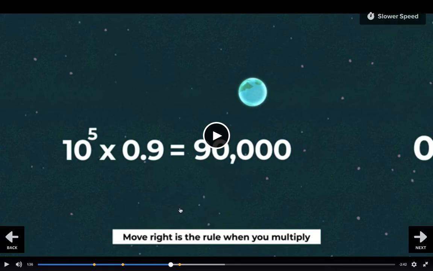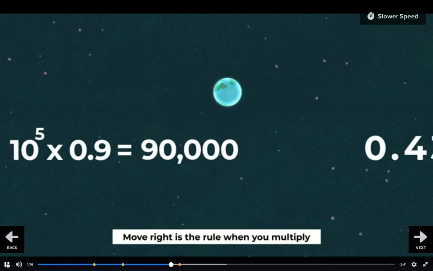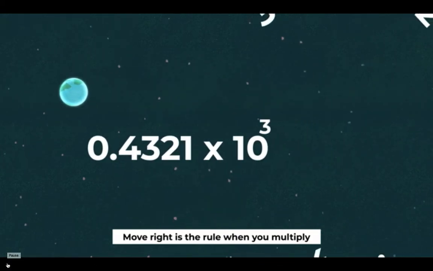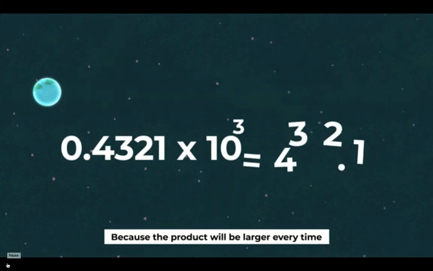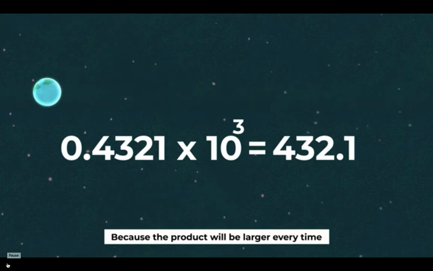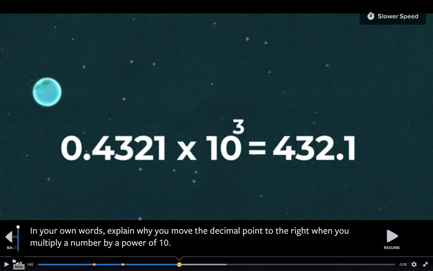When you're practicing doing this, don't worry as much about the commas. Sometimes it can get confusing having decimals and commas. Really just get in the practice of moving that decimal point. Right is the rule when you multiply, because the product will be larger every time. In your own words, explain why you move the decimal point to the right when you multiply by a power of 10.